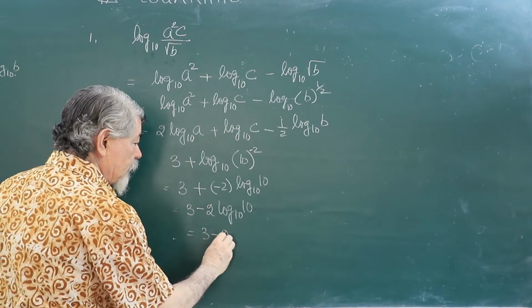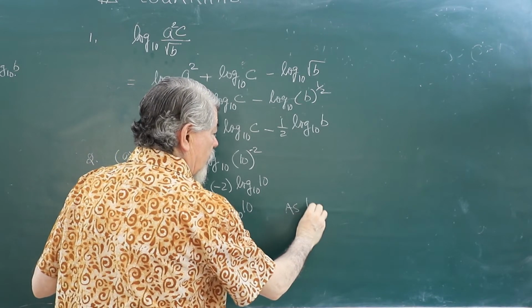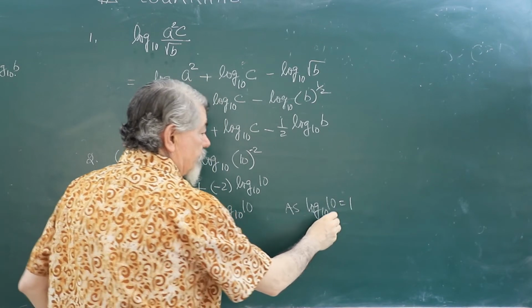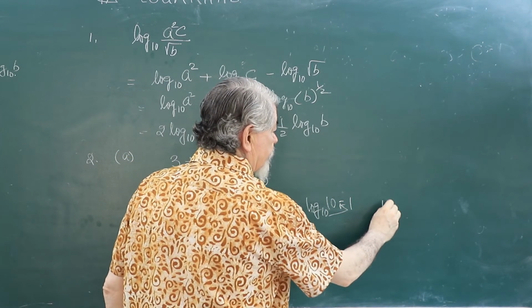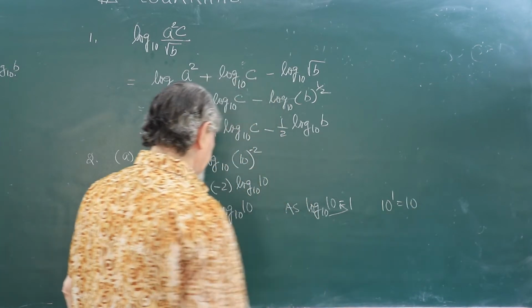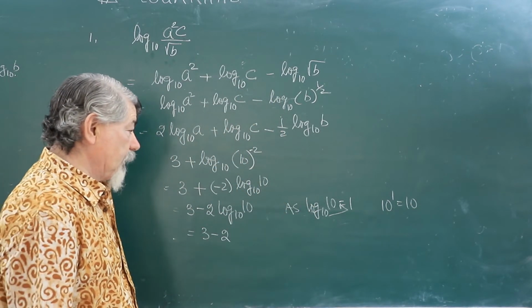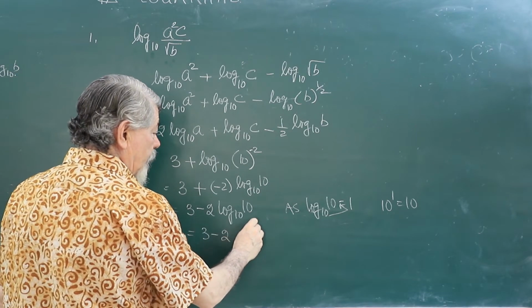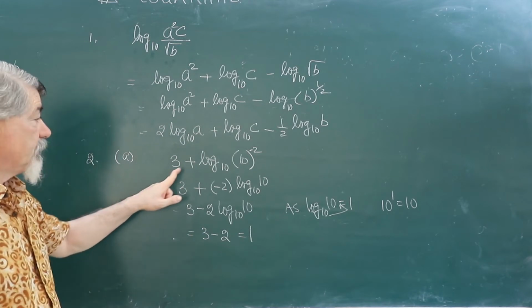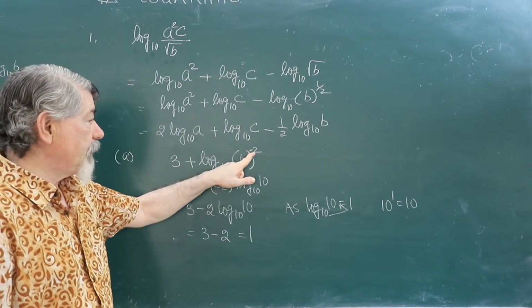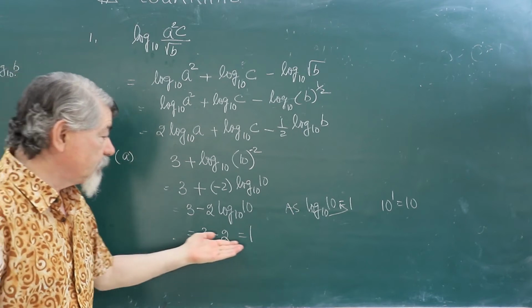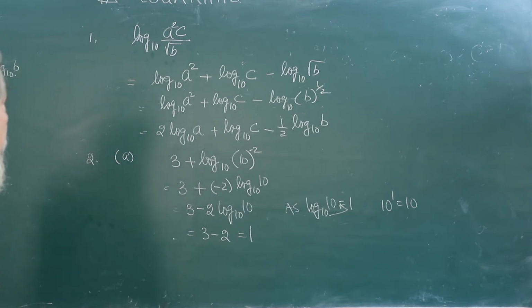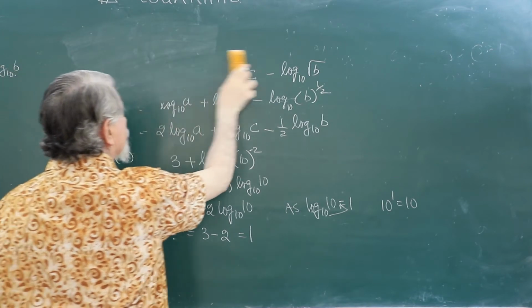So 3 minus 2, as log 10 to the base 10 is 1. Why? Because 10 to the power 1 is equal to 10. So that is why it is 1. It is correct: 3 minus 2 is 1. The value of 3 plus log 10 to the power minus 2 to the base 10 is equal to 1. We have evaluated this. Now let us see the B part of this question, the second part, that is also evaluation.